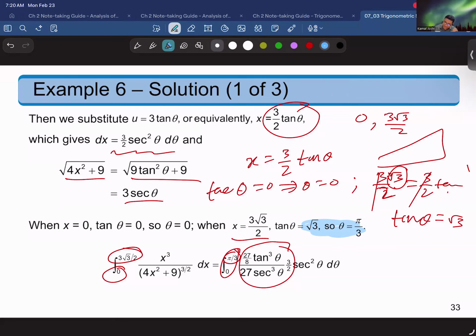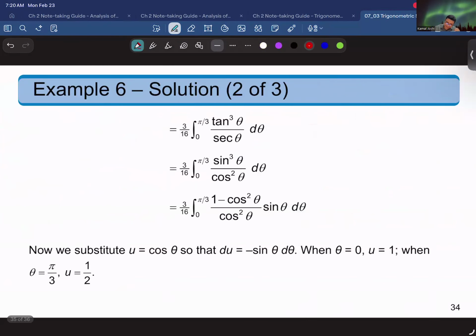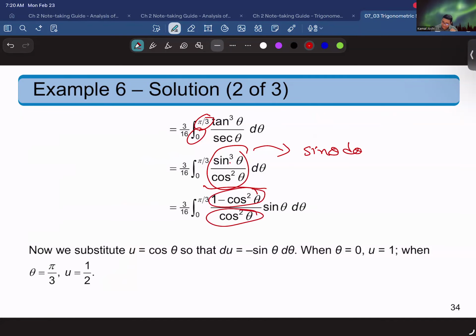Okay. All right. With that, you change the limits, everything in terms of sec and tan. That's not helpful. Change it in terms of sine and cos. You notice your cube here, so you know what to do, right? You are going to take that sine theta out, and the remaining will be sine square theta, that is 1 minus cos square theta, over cos square theta. So with u equal to cos theta, everything will work out.